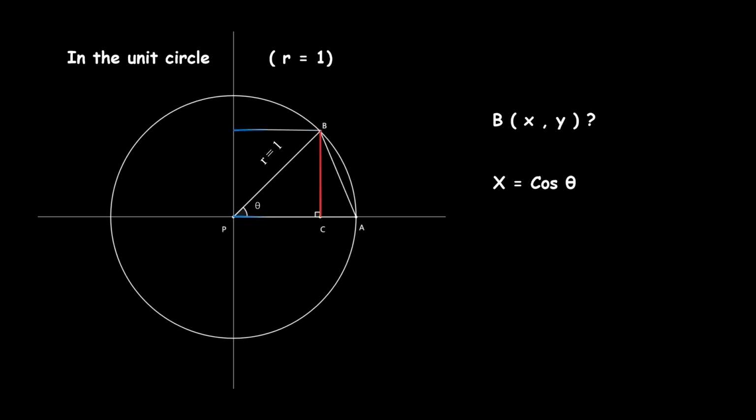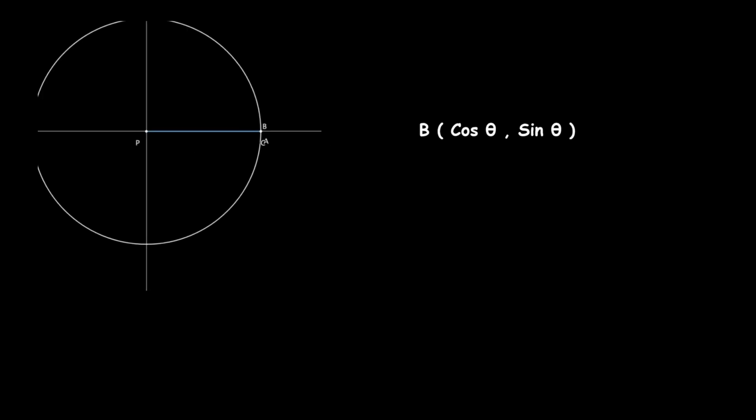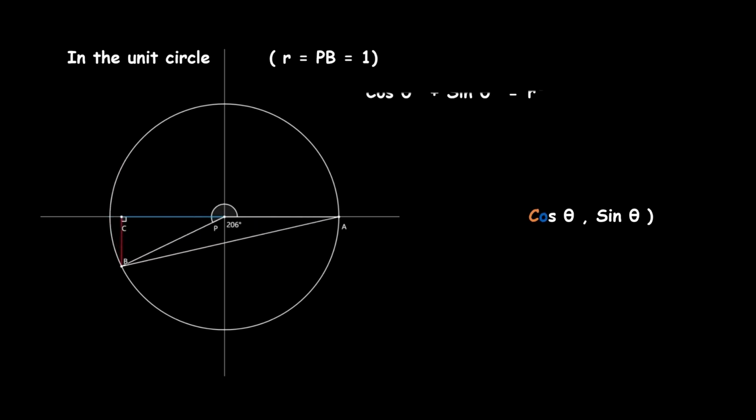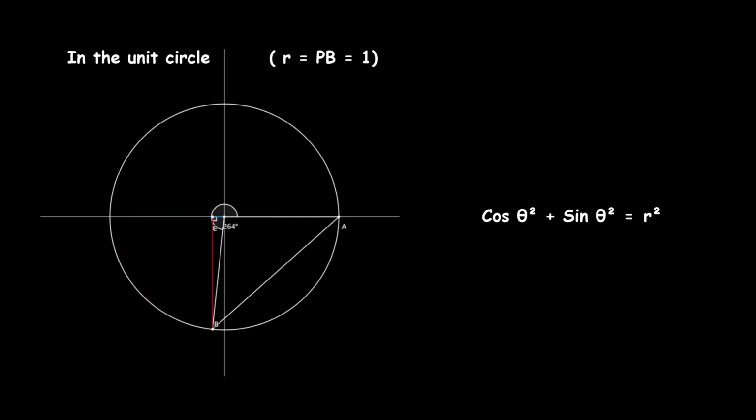Here, a right triangle with radius 1 allows us to define point B's coordinates as cosine theta and sine theta. If point B moves dynamically, its coordinate formula remains unchanged. Additionally, using the definition of a circle, we derive cosine squared theta plus sine squared theta equals r squared, which equals 1. Next, we plot trigonometric functions to visualize how x and y vary.